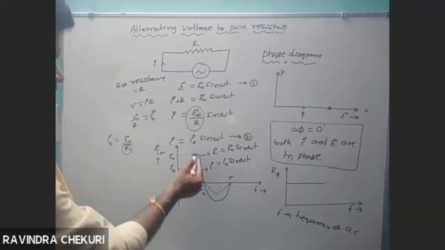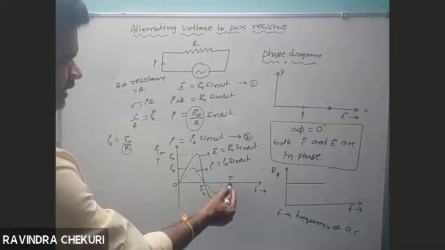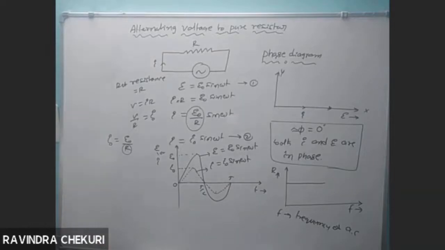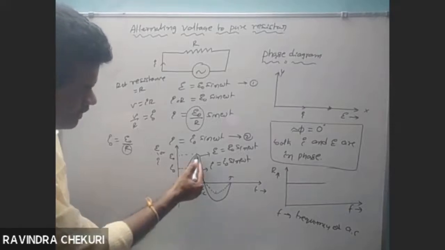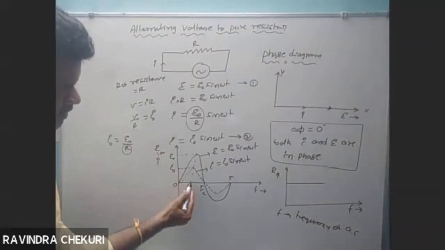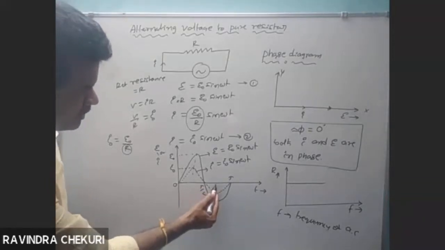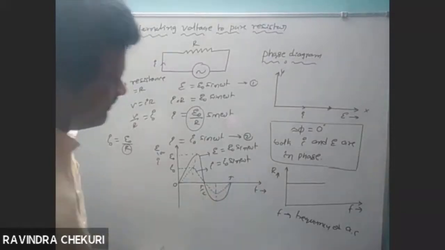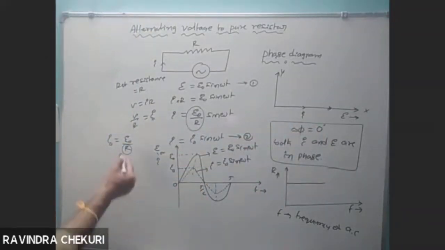At T by 4, both are maximum. At T by 2, both are 0. At 3T by 4, both are maximum. At T, both are 0. So that means both are in phase. At t equal to 0, both are 0; at T by 4, both maximum; at T by 2, both 0; at 3T by 4, both maximum; at T, again EMF and potential are 0. That means both are in phase. The phase reference is 0, but the magnitude differs based on the resistance of the external resistor.